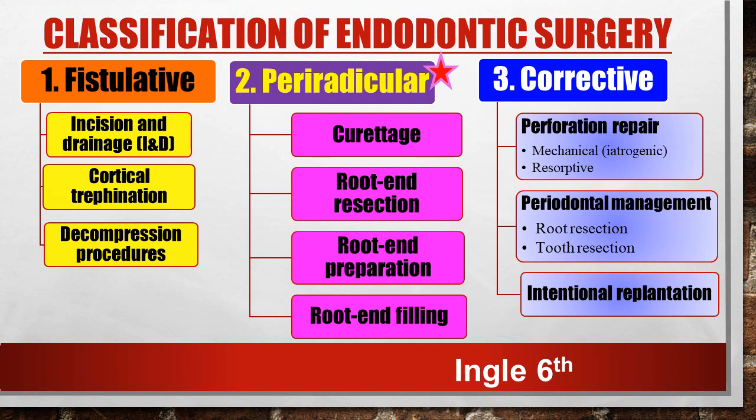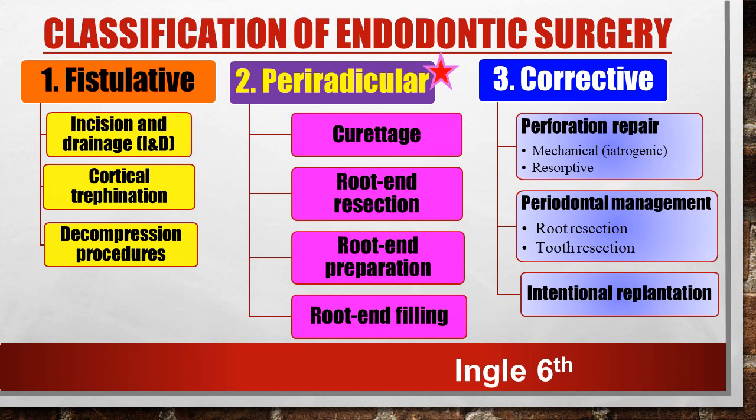You actually have to cut off at least 3 mm of your root surface, the root end. Then after that, you have to prepare the root end to receive a root end filling. So this will be described in the later slides. Corrective surgeries can be done to repair your perforations. It can be done for periodontal management. That means you would like to resect your root. You want to do something like a hemisection or a bicuspidization, and even intentional replantation.